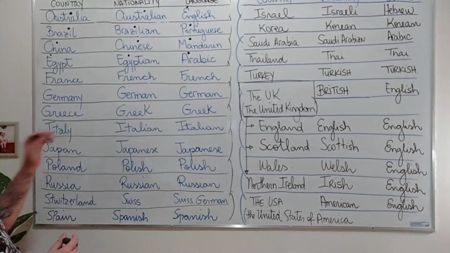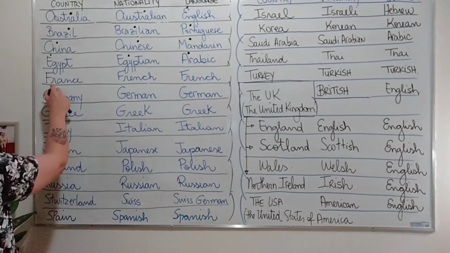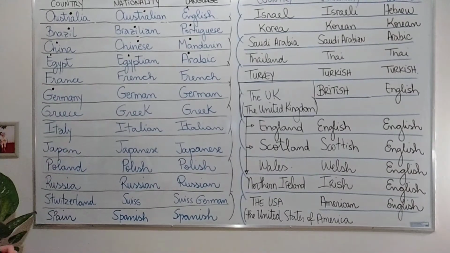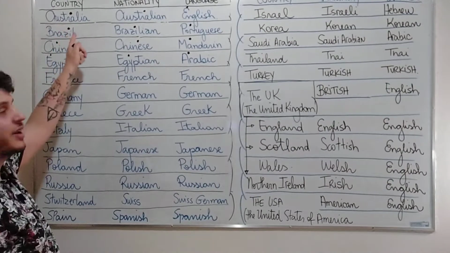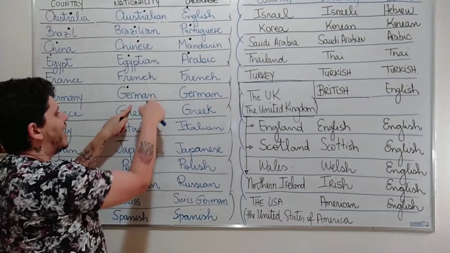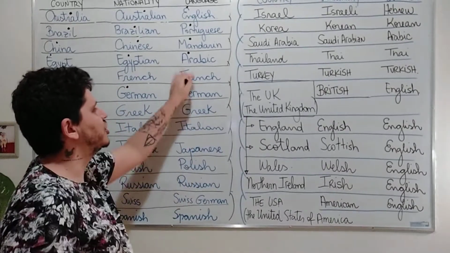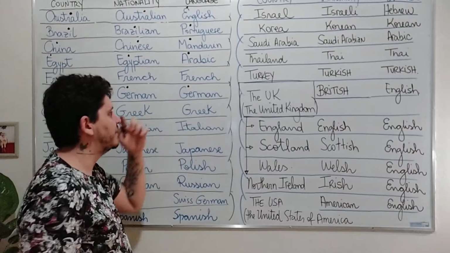Now, lots of people confuse that. Germany. Germany is the country, okay? If you're talking about the nationality, you're using German, no Y, German. And also for the language, German.